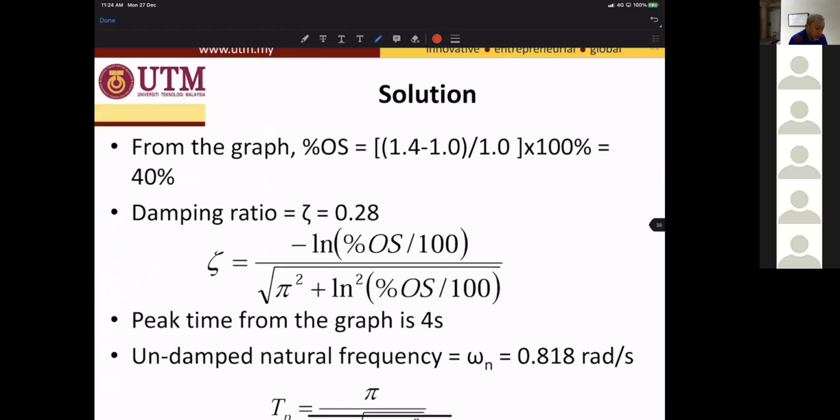So this time around, we use the same approach. The overshoot is 40%. So for the damping ratio, from this 40%, by using the graph and formula, you will get zeta 0.3.